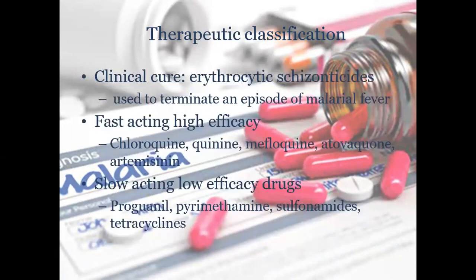Then clinical cure. Erythrocytic schizonticides are used to terminate an episode of malarial fever. Fast acting, high efficacy drugs are chloroquine, quinine, mefloquine, atovaquone, artemisinin. And slow acting, low efficacy drugs are proguanil, tetracyclines.